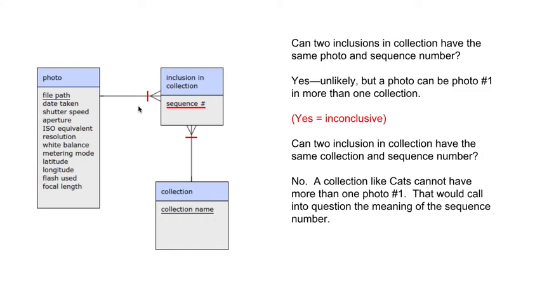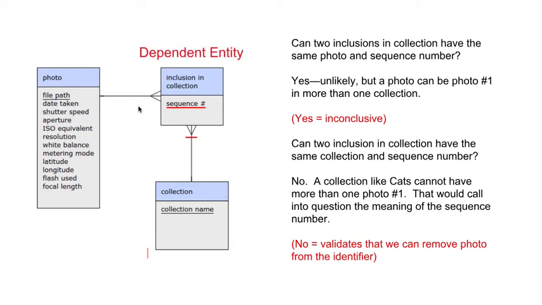No. A collection like cats cannot have more than one photo number 1. That would call into question the meaning of the sequence number. No validates that we can remove photo from the identifier. And now, just like entity X, inclusion in collection has become a dependent entity because of its 2-part identifier structure, one on a link and one on an attribute. Inclusion in collection still has a photo. Each inclusion in collection can have a photo, but the photo is no longer used to identify the instance.